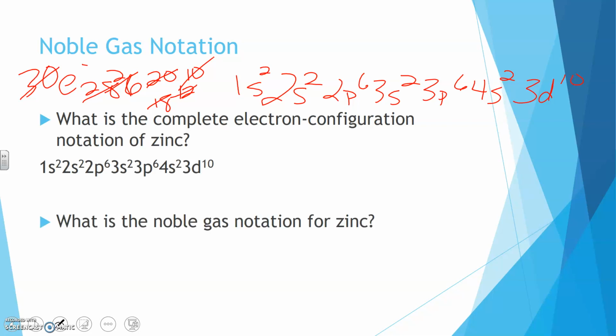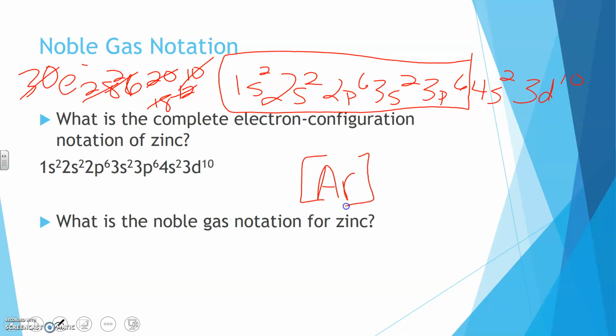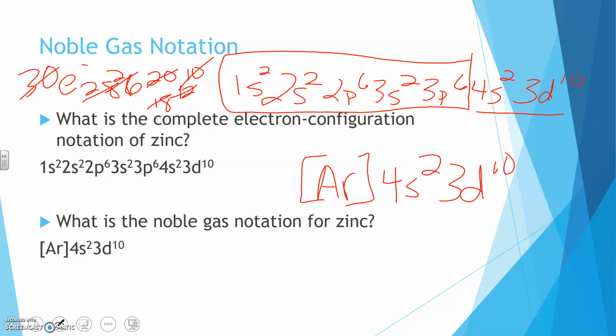What is the noble gas notation for zinc? Again, you look one row above zinc, and you're looking for the noble gas that has this electron configuration, and that turns out to be argon. So brackets Ar, and then you write what's left: 4s2, 3d10.